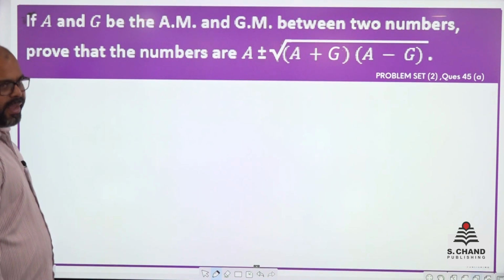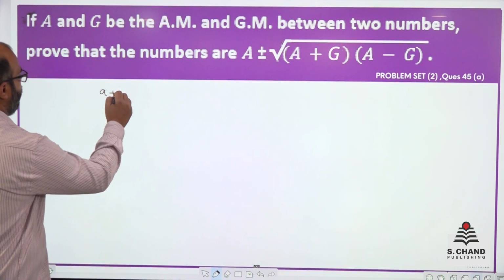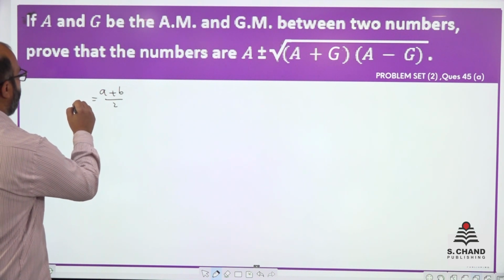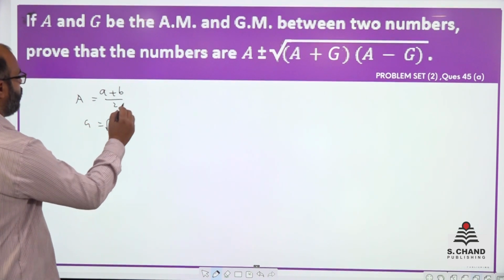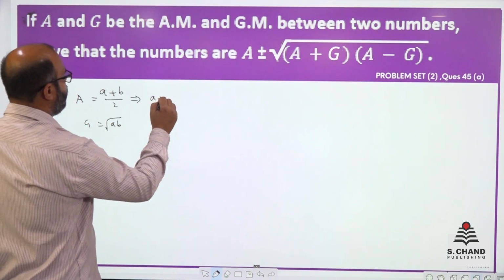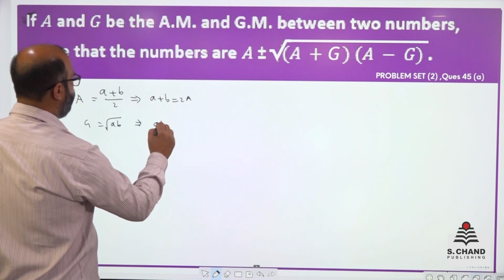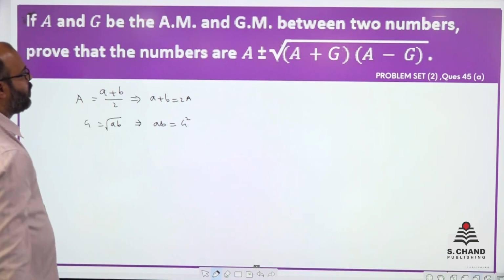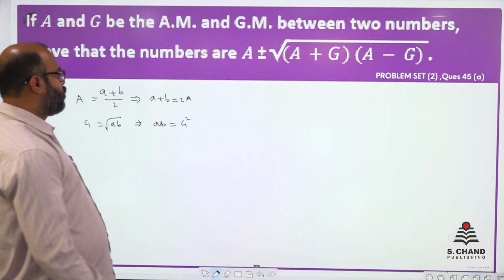let those numbers be small a and small b. So (a plus b) by 2 is equal to A, and the square root of a into b is equal to G. From here, the sum a plus b is equal to 2A, and the product ab is equal to G square. So prove that the numbers are this. Now you have to find a and b. So let us solve them.